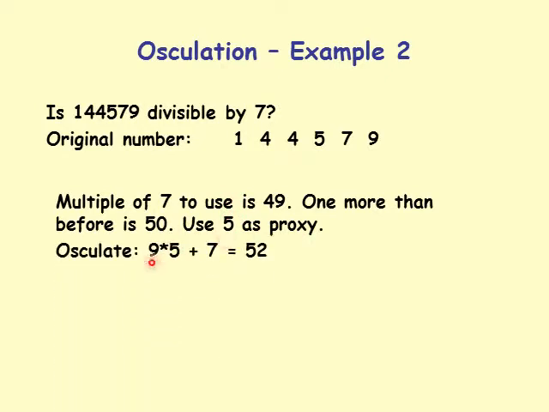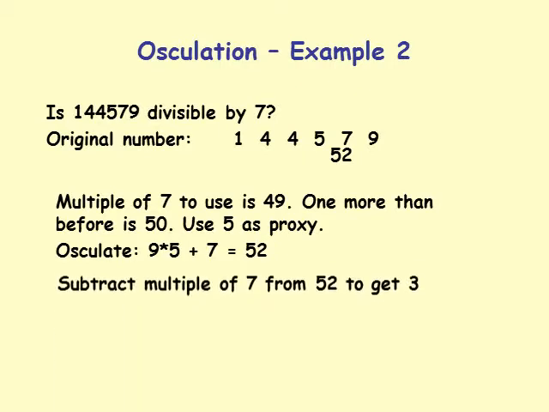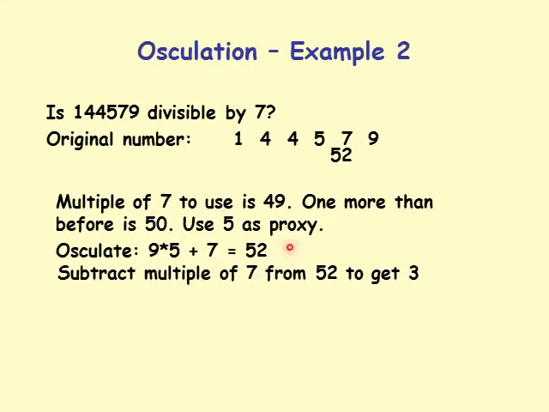First osculation is 9 times 5 plus 7 equals 52. That's 9 times the proxy 5, plus the number on the left. Now 52 is too large a number compared to 7, which is what we are trying to divide by. So subtract a multiple of 7 from 52 to get a 3. 52 minus 49 is 3. The 49 we subtracted is 7 times 7. So we get a 3 here.